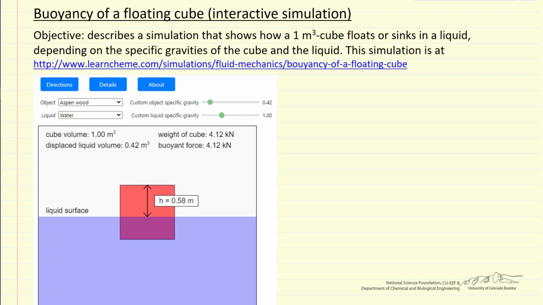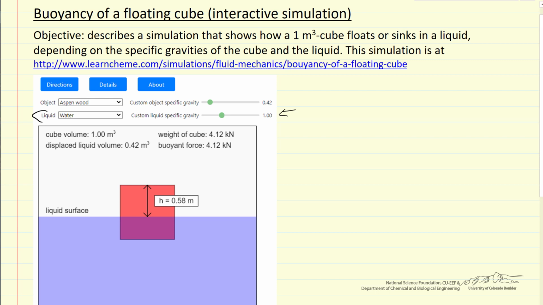This simulation looks at a cube that's 1 meter on each side and calculates how far it sinks into a liquid. Now this is a function of which liquid we pick, and we can select amongst 3 liquids here, or we can pick a specific gravity for the liquid using the slider.